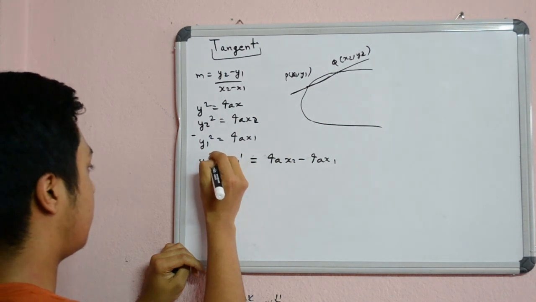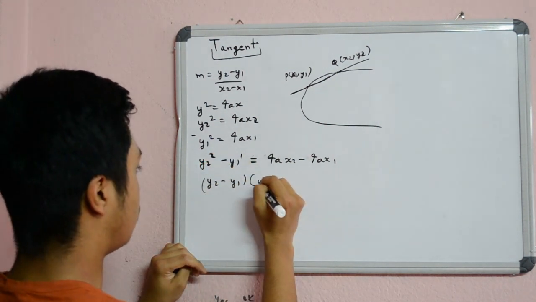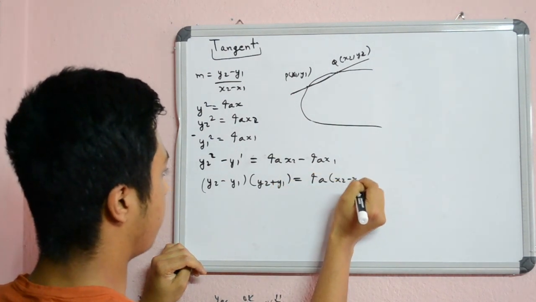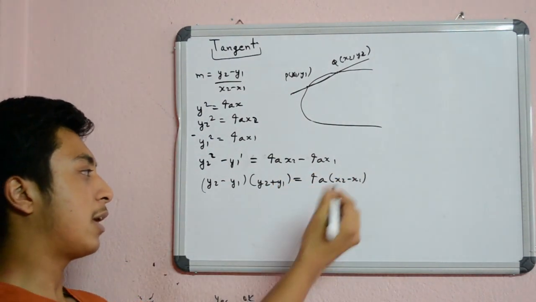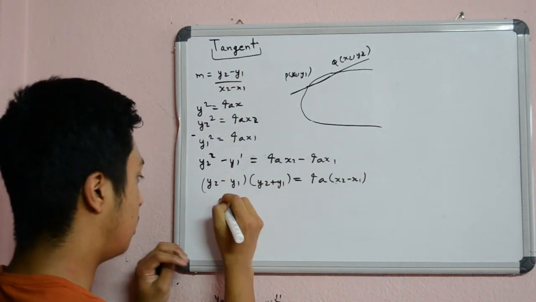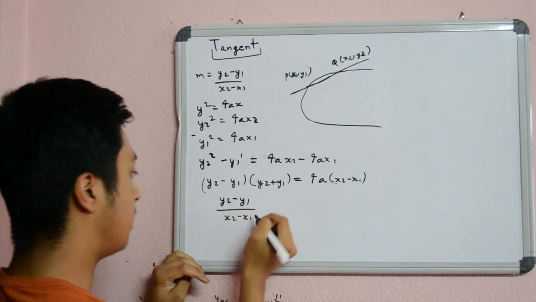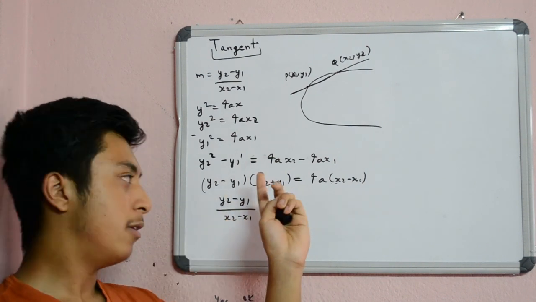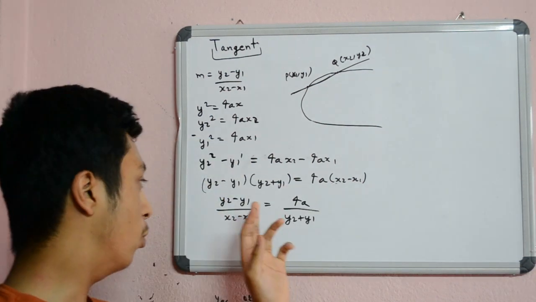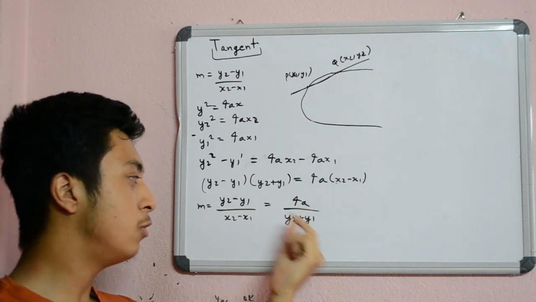And here this is just y2 minus y1 times y2 plus y1, and this is 4a times x2 minus x1. And here we can simply divide both sides by x2 minus x1 and we'll get our slope. So on the left hand side we'll have y2 minus y1 over x2 minus x1, whole multiplied by y2 plus y1, but in the same step I'm just going to put that down there. Now we have that our slope is equal to 4a by y2 plus y1.